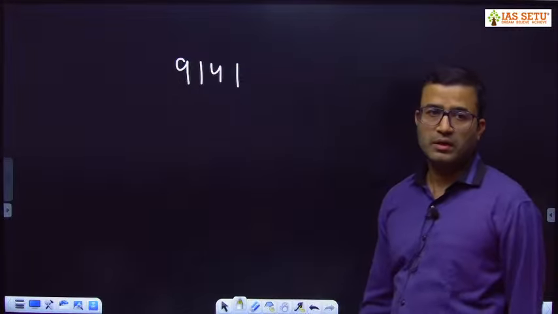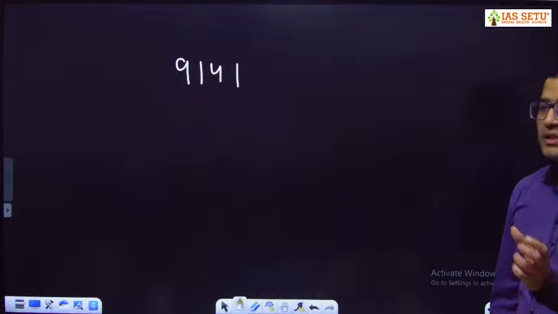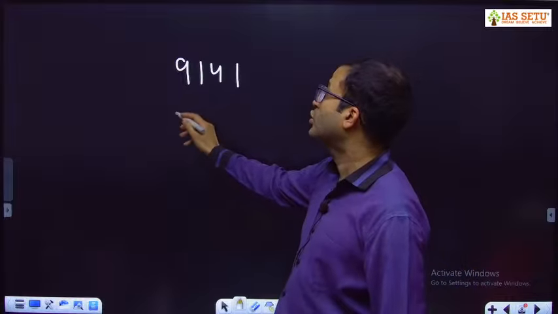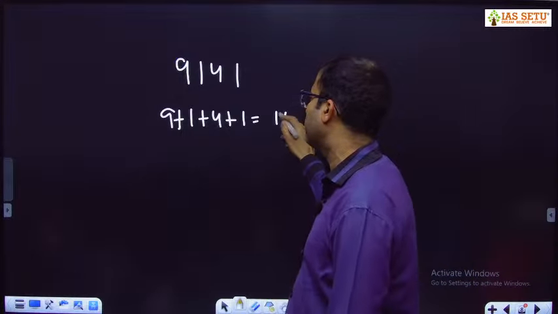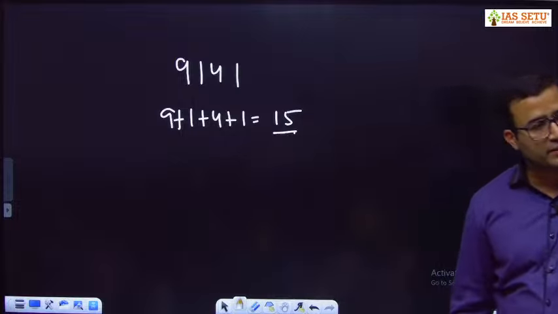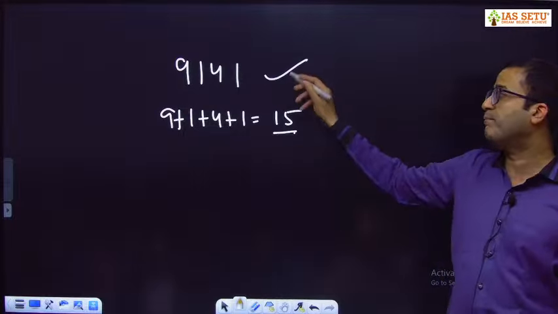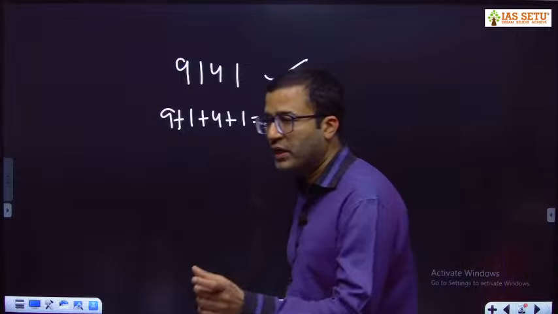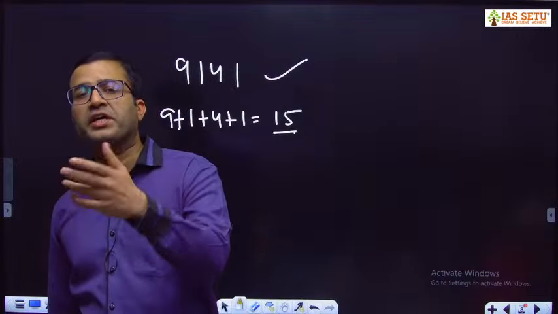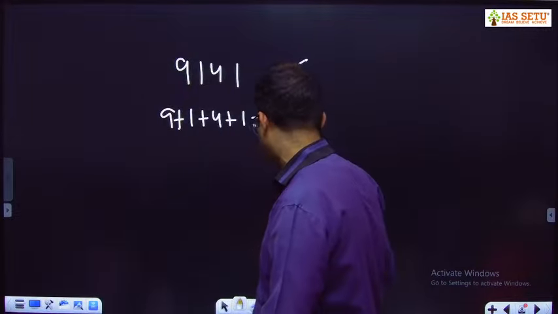9,141. So we have to check if this number is divisible by 3, yes or no. So it is 9 plus 1, 10, 10 plus 4, 14, plus 1, 15. Since this 15 is divisible by 3, it means this complete number is divisible by 3. So I repeat, if the sum of the digits is divisible by 3, it means the complete number is divisible by 3.